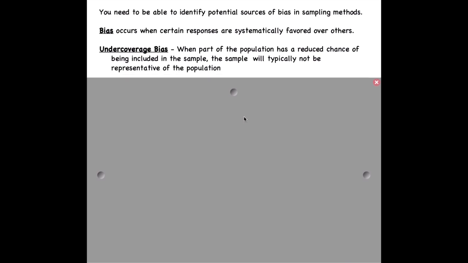Undercoverage bias is when part of the population has a reduced chance of being included in the sample. And the reason it's a problem is then your sample will typically not be representative. So for example, before cell phones, one way people did randomly select samples is to just go through the phone book. And there still was some potential undercoverage if you didn't have a telephone, but that was a much less likely occurrence. Now, there's a huge possibility of undercoverage if you're going to use a phone book because so many people only have a cell phone and that phone number isn't listed in any phone book.